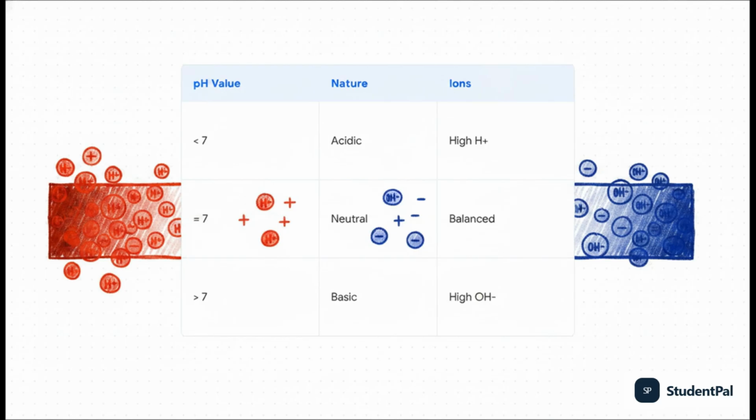Conversely, if the pH value is more than 7, it's basic. As you move right from 7 towards 14, the concentration of hydroxide ions increases, representing an increase in the strength of the alkali. It's basically a simple number line that tells you everything about the chemical's personality.